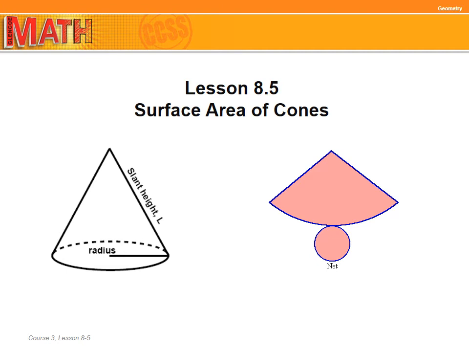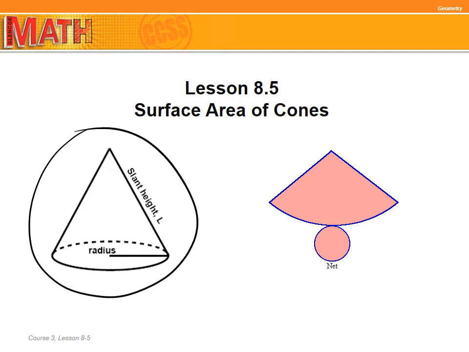Lesson 8.5, surface area of cones. So here we have two pictures. Obviously, this picture is of a cone. The cone has the slant height labeled as L, and it has the radius, which we're already familiar with.